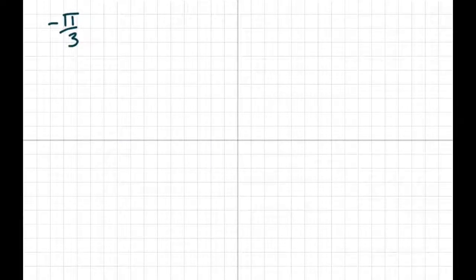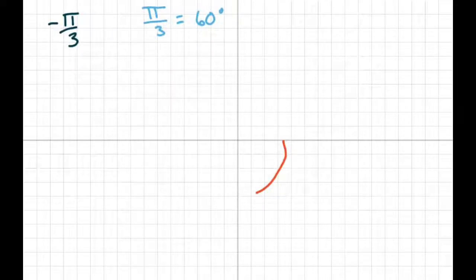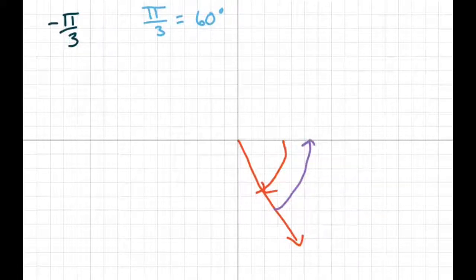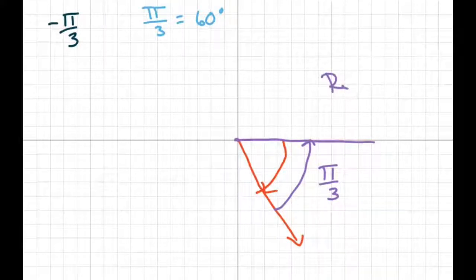And the next one is negative pi over 3. So just remember, pi over 3 equals 60 degrees. All right, so we're going to go down 60 degrees, or pi over 3, and we're in quadrant 4. That's going that way. However, when you draw back up to the x-axis, that's the terminal side, that's going to be exactly pi over 3. So basically, the reference angle is pi over 3.